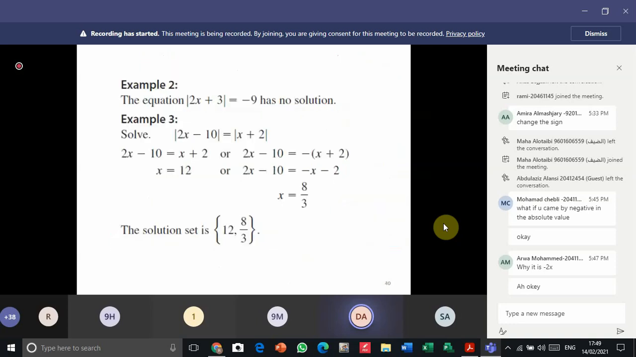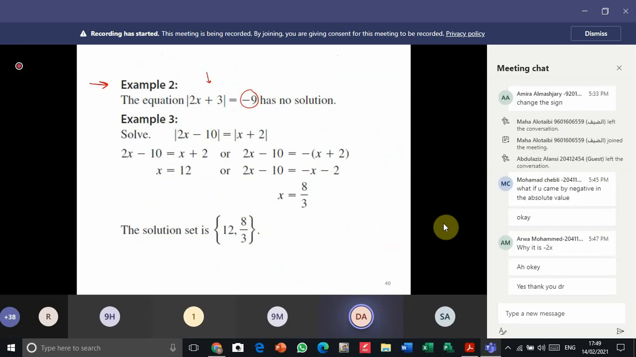Look at this. This has a solution. Example 2, has a solution? No. Why? Absolute value equal negative, directly no solution. If we have two absolute values in both sides, for example, u equal w, here put u equal w and u equal negative w only, just like this.